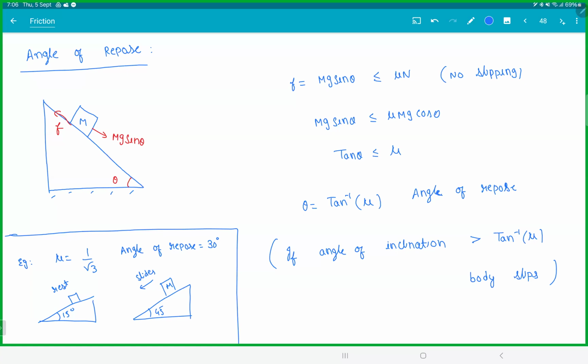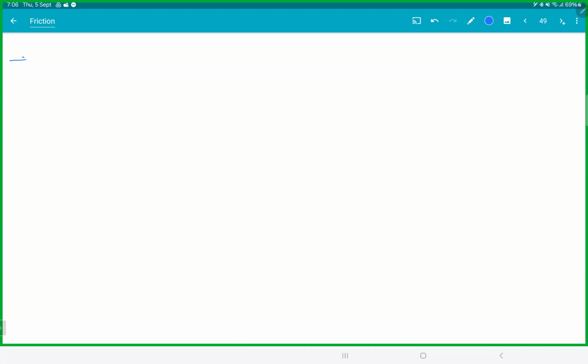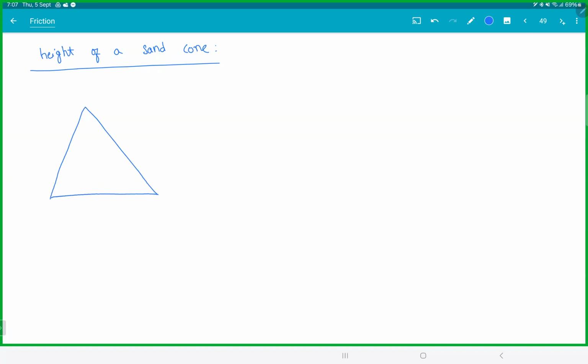Now, based on this, we have a few cases. The first one is the height of a sand cone. If you have ever gone to a beach and tried to make a castle kind of thing, what decides how high you can make a sand castle is this. If you make a cone like this, this is the height h, this is the radius r, this is angle theta.